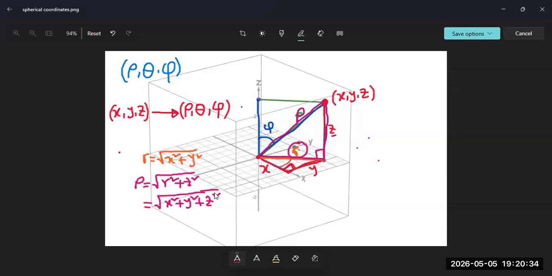Okay, so that's why our rho quantity is basically square root of X square plus Y square plus Z square if the coordinate of that point in rectangular coordinate system is X comma Y comma Z. Okay, so we will now try to calculate the theta quantity. Let me erase these a little.